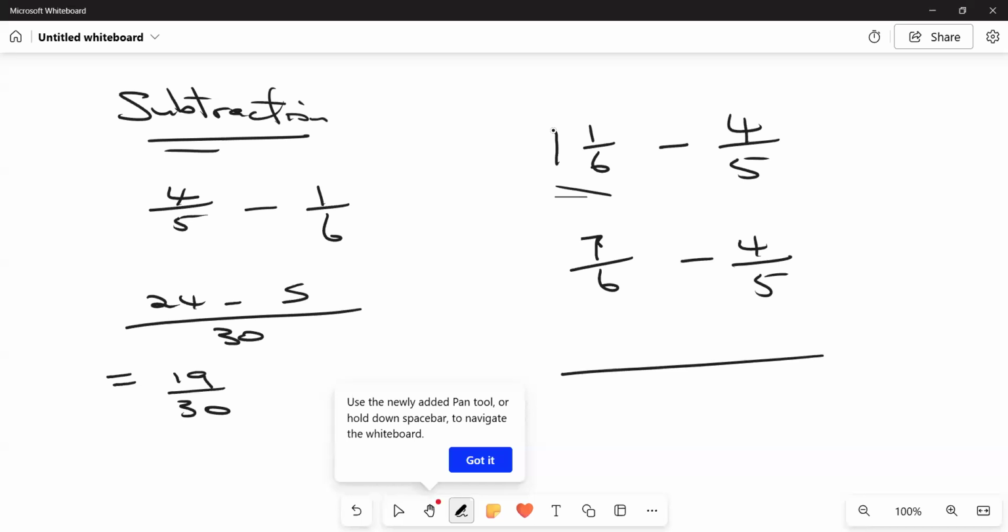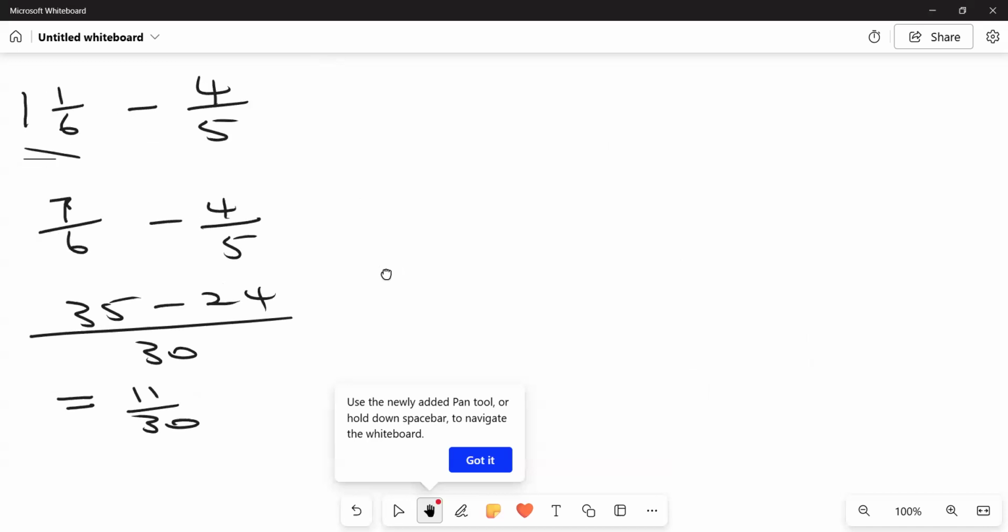Find your LCM. 30 again. 6 into 30 is 5. 5 7 is 25. Okay, 5 into 30 is 6, 6 4 is 24. So you'll get what? 11 over 30. That's one way. You notice you're dealing with a few big numbers. Not everybody might be comfortable with that. And there's another approach I remember when I was a kid.